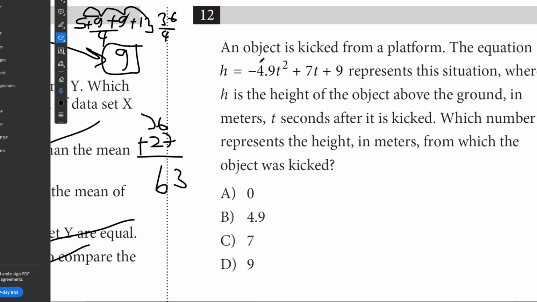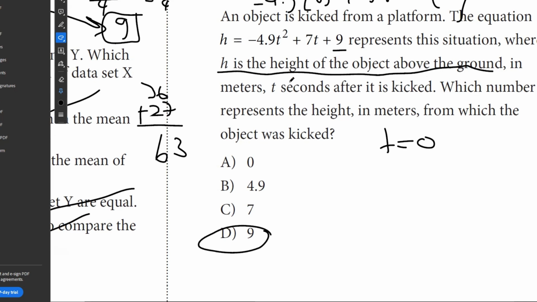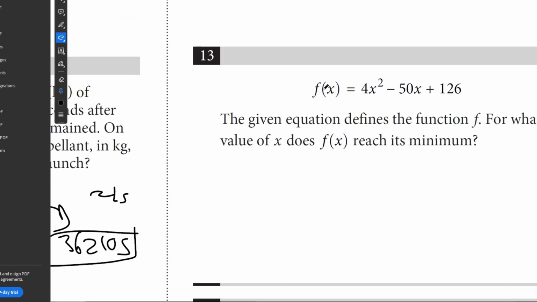As long as we have variables in an equation like this, especially in a physics equation, we can say t is equal to 0 to find the initial position, how far we were from the ground, because h is the height of the object above the ground. So initially, if t is equal to 0, it's going to be negative 4.9 times 0 squared plus 7 times 0 plus 9. So it's actually 0 plus 9. So our initial height will be 9 in this situation. Our constant is going to be our initial height from the ground.